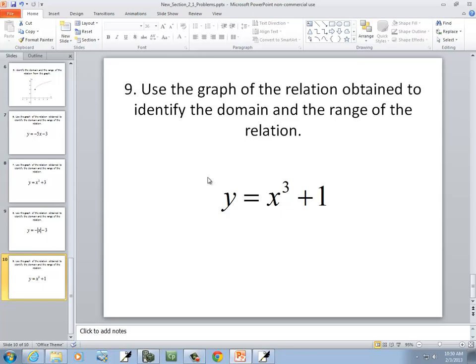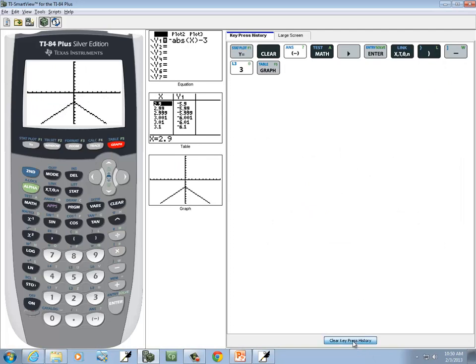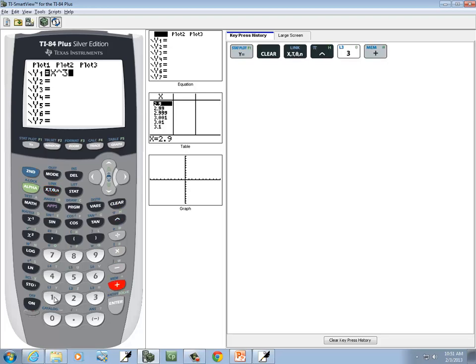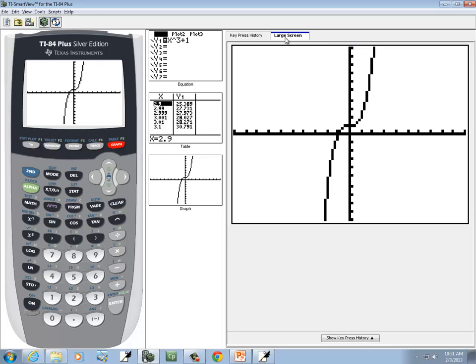Now here we got y is equal to x to the third plus 1. So let's go graph this. So press my y equals, press my clear, x key, caret 3 plus 1, and then I'll press graph. And let me switch to the large screen here.